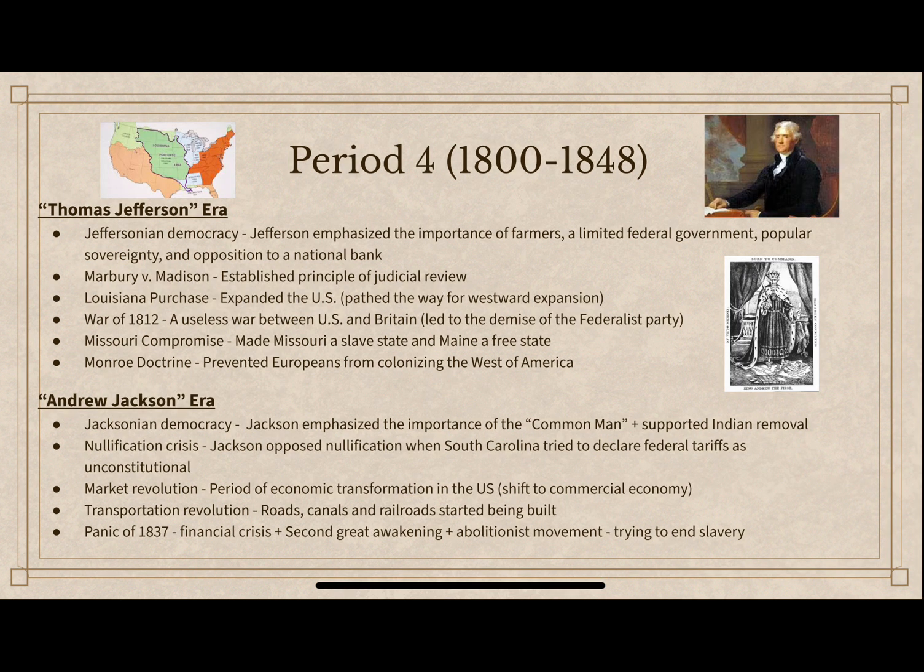Period 4 starts with the Thomas Jefferson era. This was the era where Thomas Jefferson was president. The first term that you have to know is Jeffersonian democracy. This is just a fancy term for his Democratic Republican views. So, as stated in period 3, Democratic Republicans believed in the importance of farmers, eliminating the federal government, popular sovereignty, which is a fancy term for the people getting to vote, and opposition to a national bank.